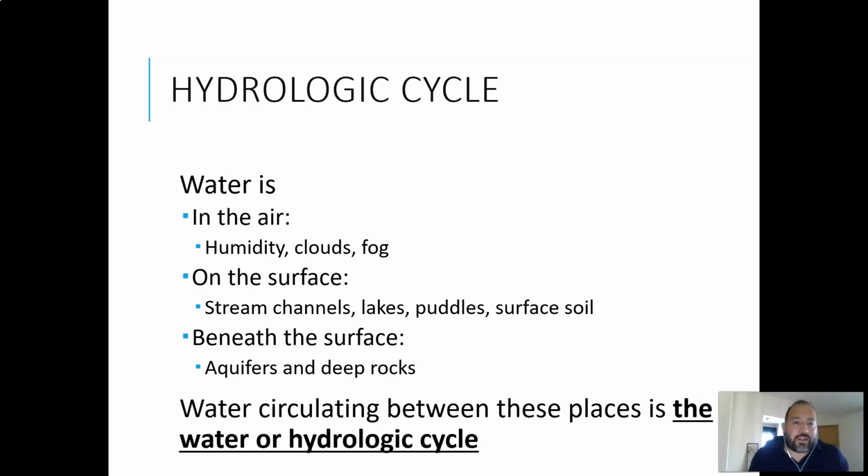So when we talk about the hydrologic cycle, we're saying the cycling of water, the idea that water circulates between liquid, gas, and solid stages. So when we're talking about water, we're talking about water in the air, so humidity, clouds, fog. We're talking about water on the surface of the land, so streams, lakes, puddles, surface soil water, rivers, all that. And then also beneath the surface, groundwater in our aquifers, and the water circulating between these places, and also evaporating and condensing and getting to and from these places. That's all part of the water or hydrologic cycle.